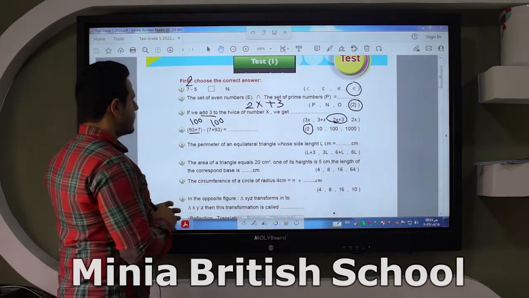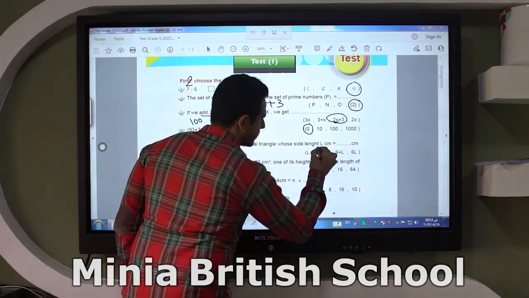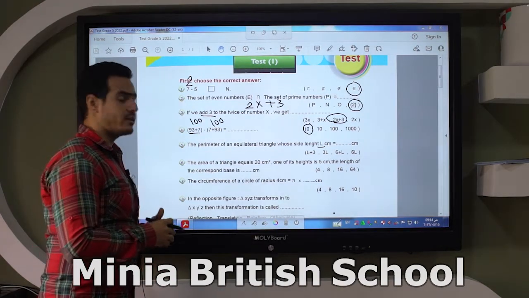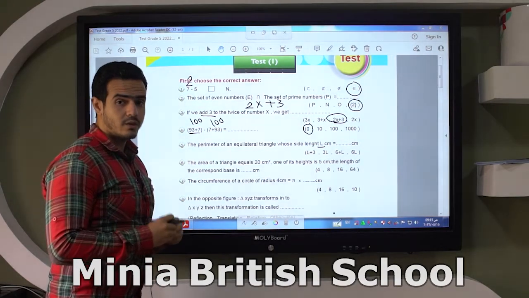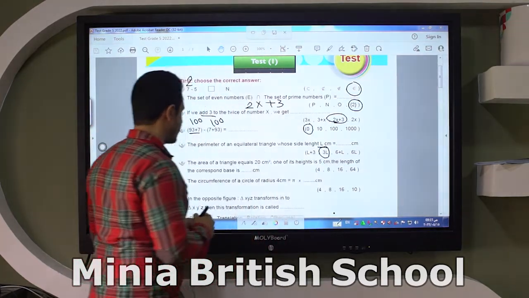Number 5, the perimeter of an equilateral triangle whose side length is L. Okay, any triangle has 3 sides, and this triangle is an equilateral triangle, so all sides are equal in length. So its perimeter equals 3L.